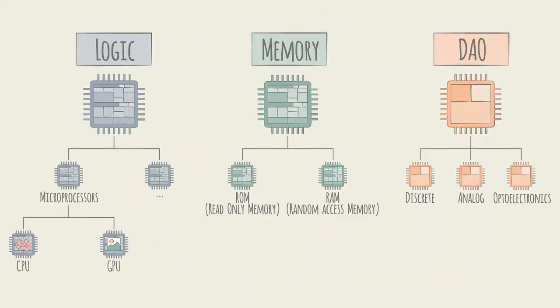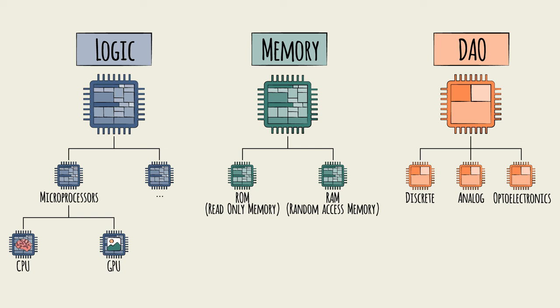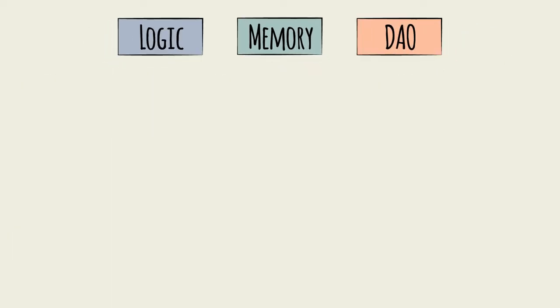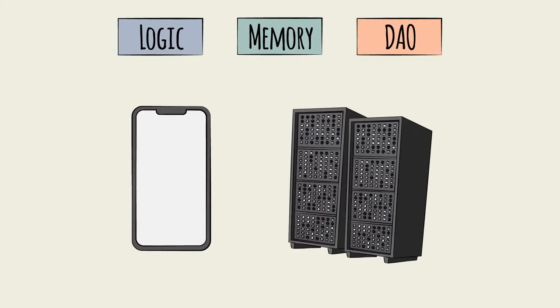In reality, these different types of chips will often be used together. In a given device, a logic chip will carry out calculations, a memory chip will store the data, and an optoelectronic chip will transmit the data via a light signal. How these chips are used varies across end-use technologies.